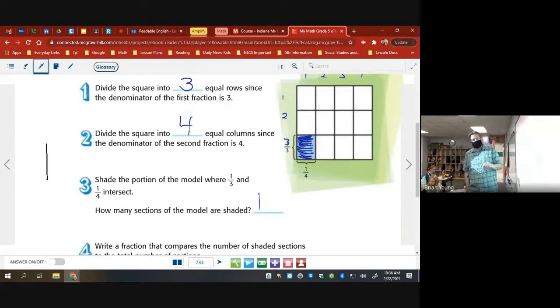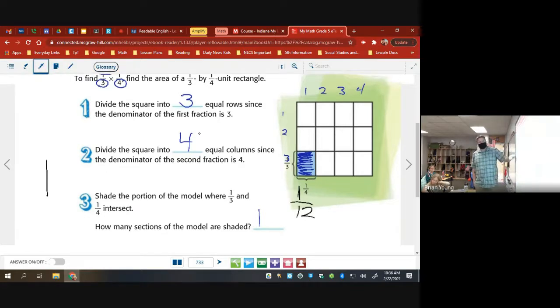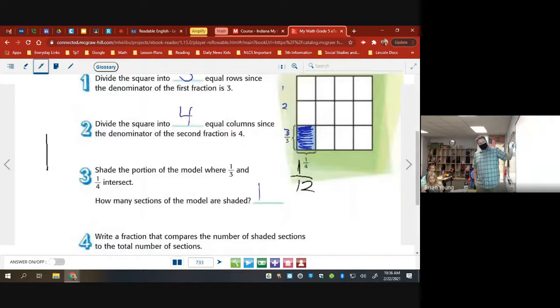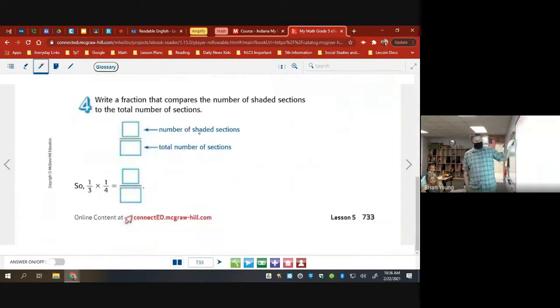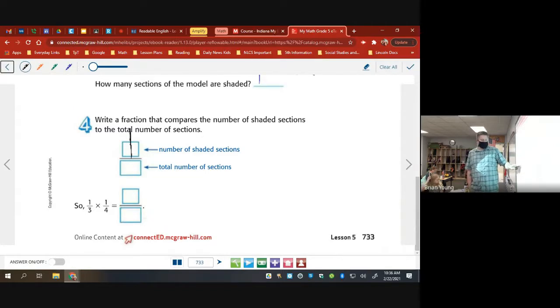Now my question is, how many squares total are there? Count those up, somebody. How many total squares do we have right here? 12. And how many are shaded? So we have 1 out of the 12 are shaded. Was that my original answer? 1/12? 1/12, right? 1/12 is shaded. So, number of shaded sections, 1. Total number of sections, 12. So this answer is 1/12. Write those in the blanks right there. We're going to have a lot more examples here, so don't worry.